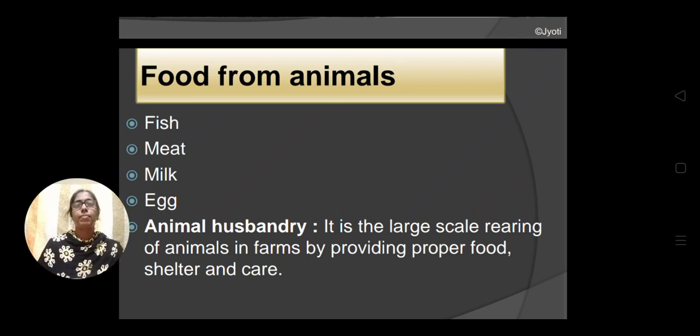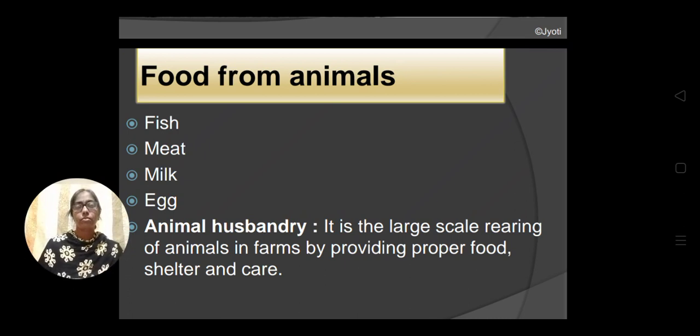You know that rearing of fish in a pond is known as pisciculture. Similarly, meat we get from goat, sheep, cow. They are used for meat as well as milk. Then for eggs, we rear poultry. But to get better quality food and a sufficient amount of it, we also have to take care of the animals who are giving these products.